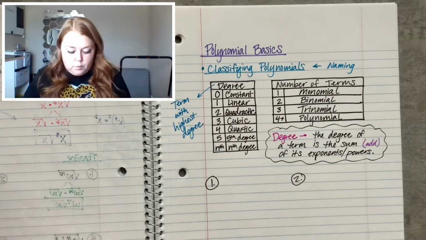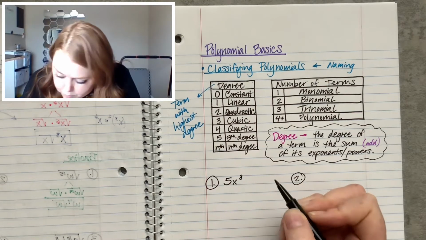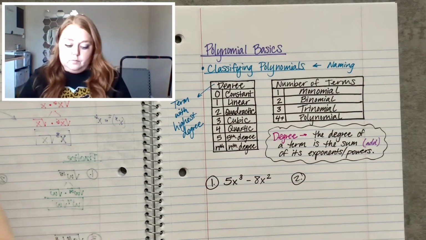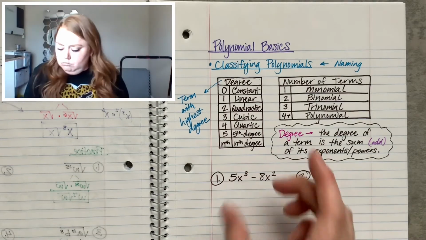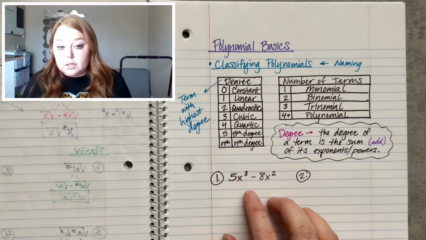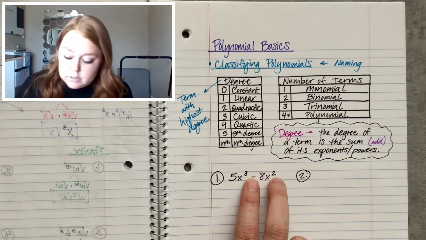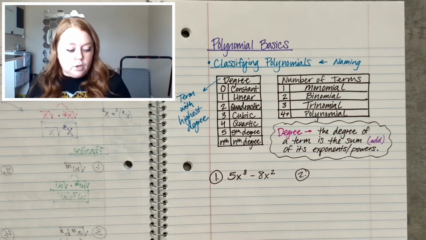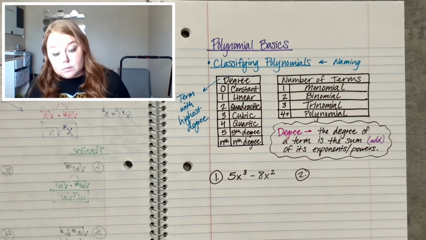Okay. So number 1 here, we have 5x cubed minus 8x squared. Some of you are like, can we put those together? No, that's combining like terms. We can only combine things that have the same variable, which they do, but the variable has to be raised to the same power. That should sound a little familiar, okay? Anyway, so we're not combining them here. We're really looking at 2 things. We want to know the degree of it and how many terms it has.